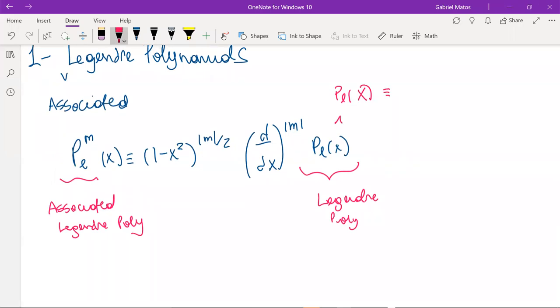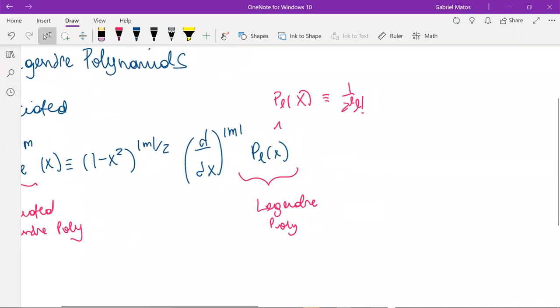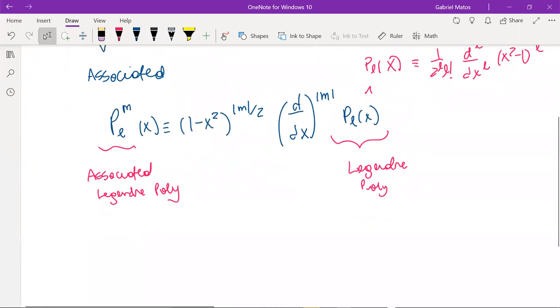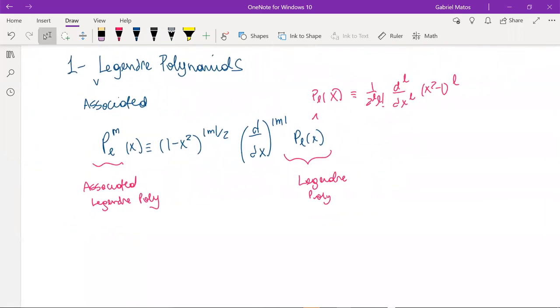It is defined as 1 over 2 to the L factorial, d to the Lth derivative of (x squared minus 1) to the L. Okay. So a matter of computing each of these functions is really just plugging in a value for L and M into this expression and computing the derivatives. So it's not that complicated.